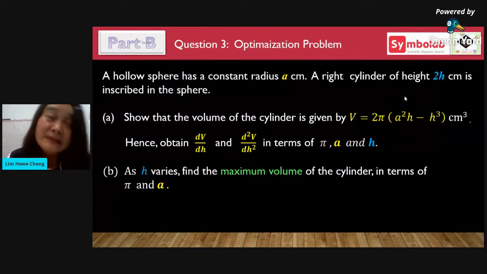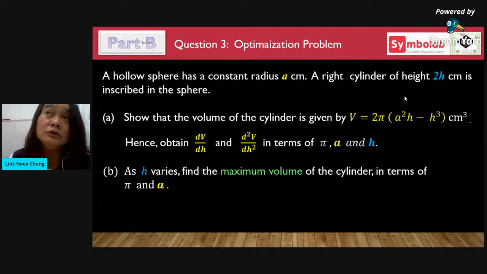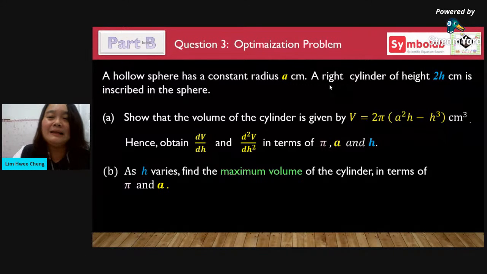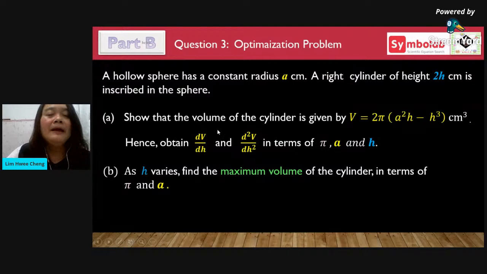Okay, for an optimization problem, you have to know all kinds of formulas, like volume or surface area of a sphere, cone, whatever it is. So you have to go back and practice. Okay, for this question, it says that a sphere has a constant radius a, and a right cylinder. Maksudnya dalam sfera itu, ada cylinder of the height of 2h. Okay, I highlighted. Normally we will start with the showing.